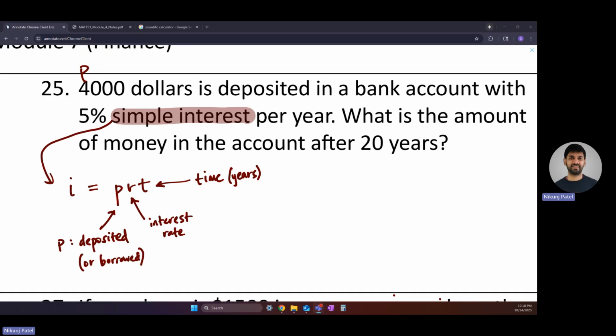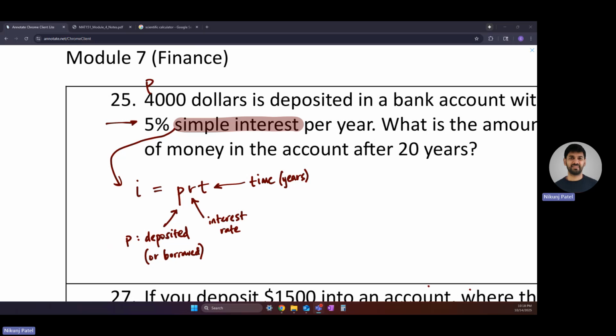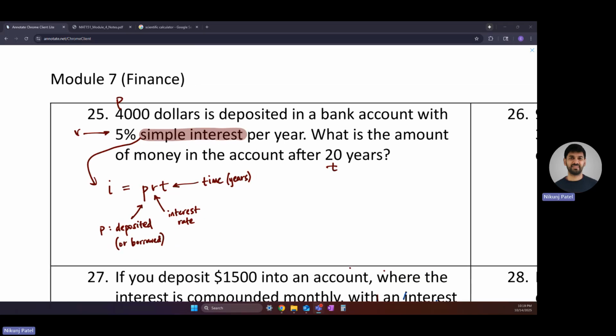And then we have a 5% simple interest rate. So there's R. And then we have 20 years. So the situation is basically you deposit $4,000 and it has a 5% interest rate, meaning if you left that $4,000 in the account, that amount would grow at a rate of 5% per year. What's the amount of money in the account after 20 years? So if you just let that $4,000 sit for 20 years, how much does it grow to become if the rate is 5%?